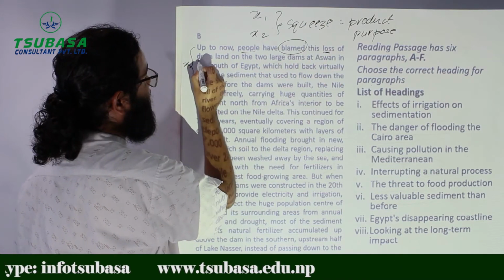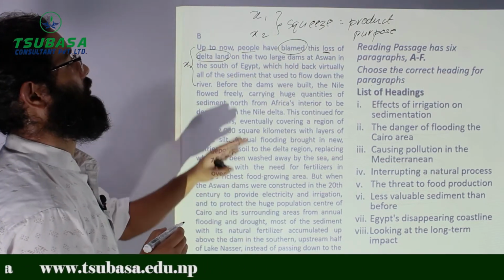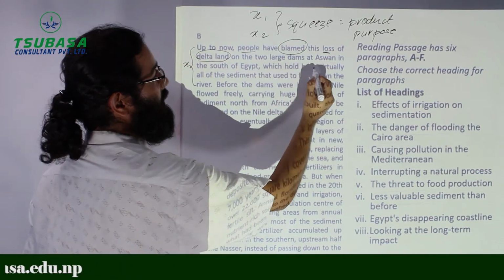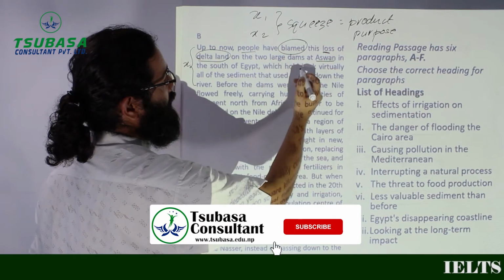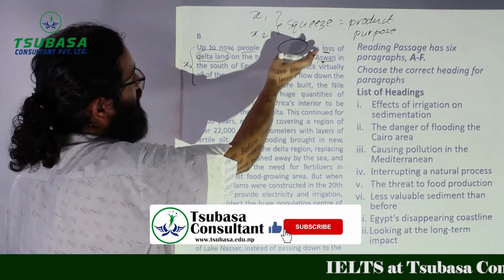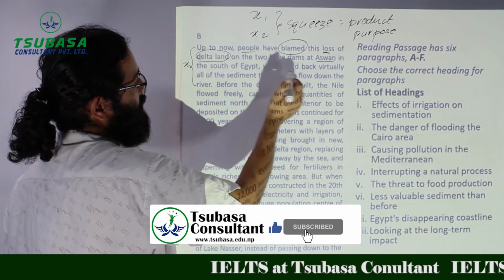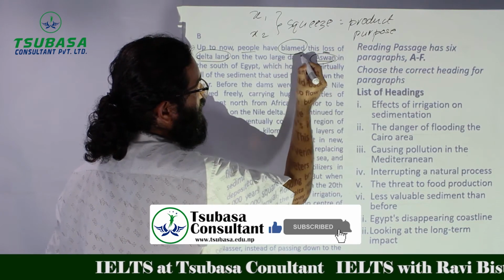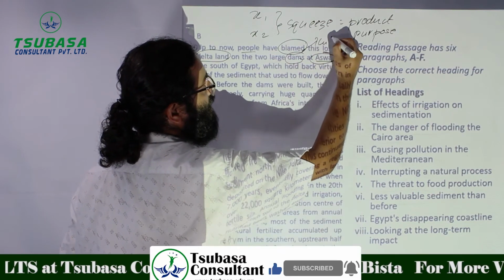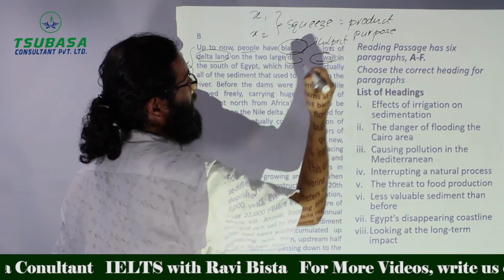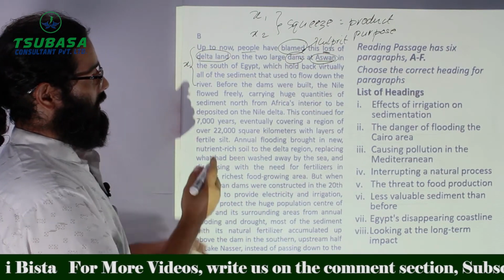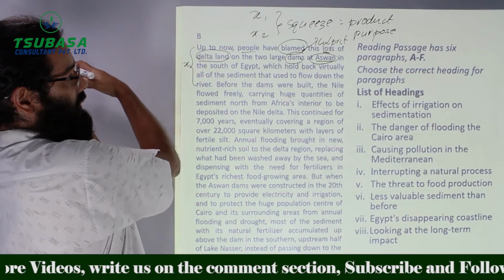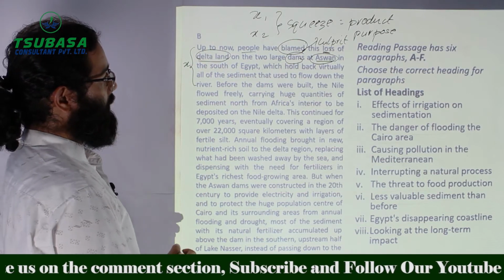Loss of delta land. So people are blaming this Aswan dam for the loss of delta land. So this is the culprit. Let's say that's X. Before the dams were built, okay, before the dam was built.